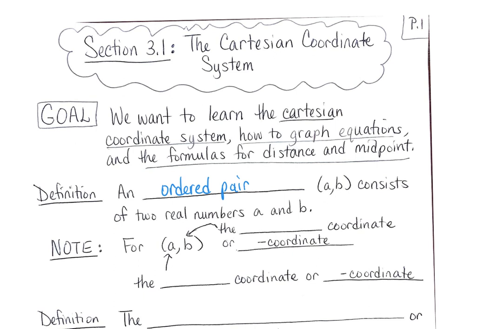AB consists of two real numbers, A and B. For this ordered pair, A is the first coordinate, or as you said, the x coordinate, okay? B is the what coordinate? Second coordinate, or the y coordinate. Excellent.